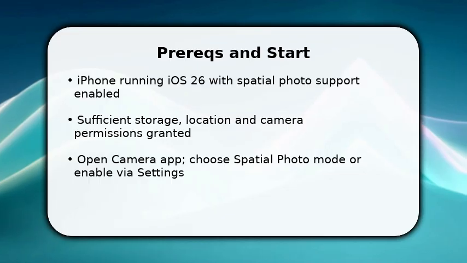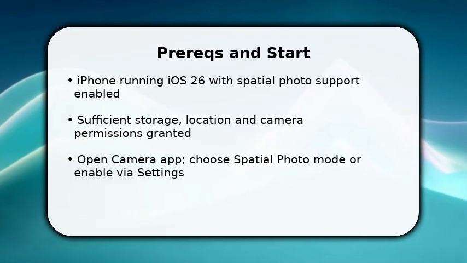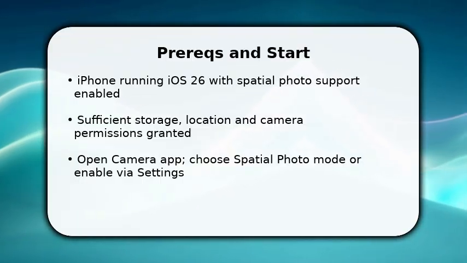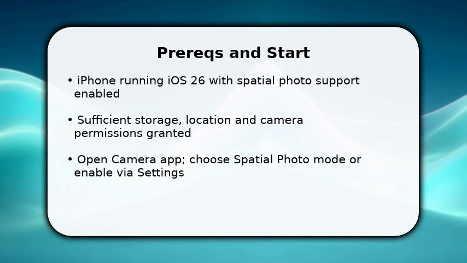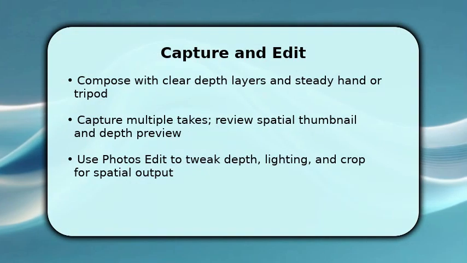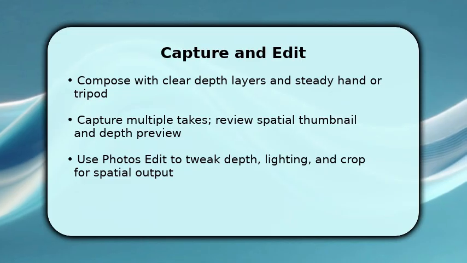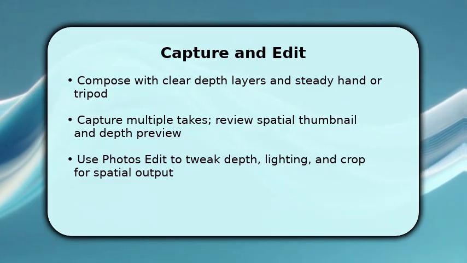Once done, frame your subject with intentional foreground, midground, and background separation so the system can compute parallax. Make sure to hold steady for the capture to avoid motion artifacts, and let the phone process the depth map before proceeding. With the scene framed, tap to focus and adjust exposure. You want distinct depth planes for accurate spatial reconstruction.